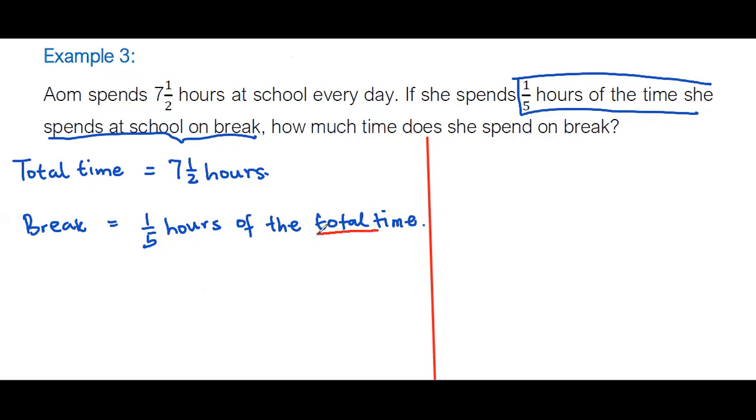The total time is 7.5. So this actually means that for break, she spends 1 out of 5 of 7.5. Do you understand that? The time she spends at school is 7.5. So that's why we say 1 out of 5 of 7.5. So remember, of means times. I want you to note that. In math, when we say of, we actually mean times, okay?